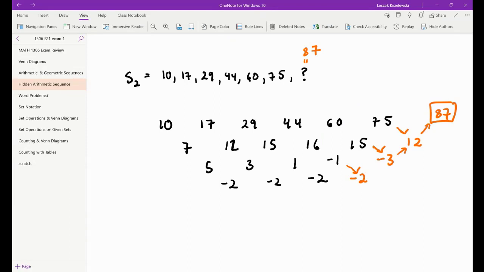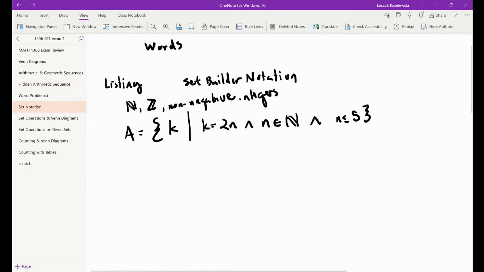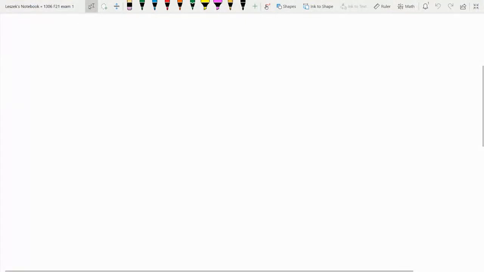Okay, let's go ahead and we'll come back to word problems. But let's look at set notation, right? So we were told that there were 3 ways that you can describe a set. Obviously, you can try English. You can use words to describe the set.